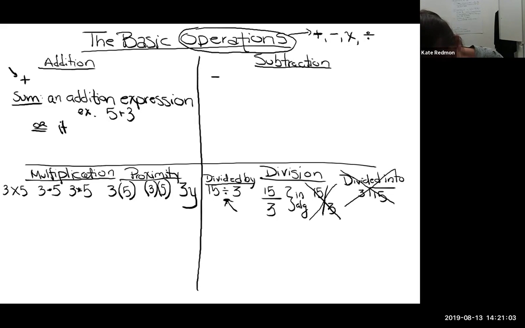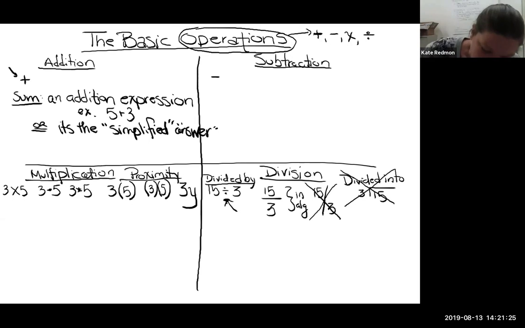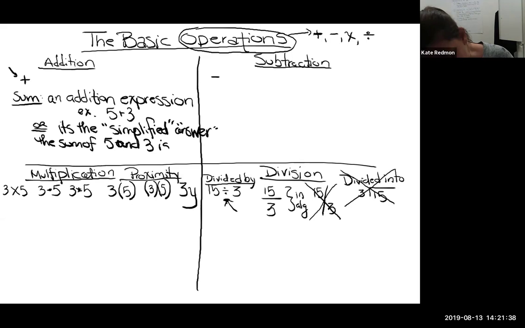You'll not hear me call it an answer. You'll hear me call it simplified, but I will make a nod to the fact that students will often call it the answer. So it's a simplified answer. So the sum of 5 and 3 is 8. So I could use the word sum to refer to what you think of as the problem, 5 plus 3, or what you think of as the answer, 8. But it would not just refer to a plus sign.